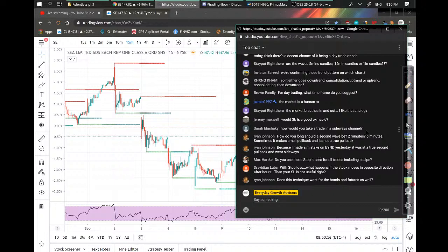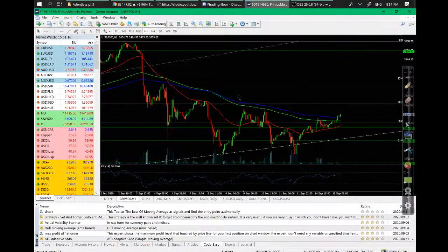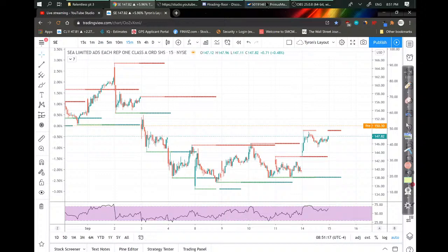How will you take the trade in a sideways channel? I just explained that. How long should a second wave be? 2 minutes, 5 minutes? It doesn't matter. See, that's the thing. Majority of you guys, you have this problem. You always look at waves in terms of timing when I'm trying to tell you that you can look at the waves after they've happened. So why are you trying to think of it like it's a timed thing?